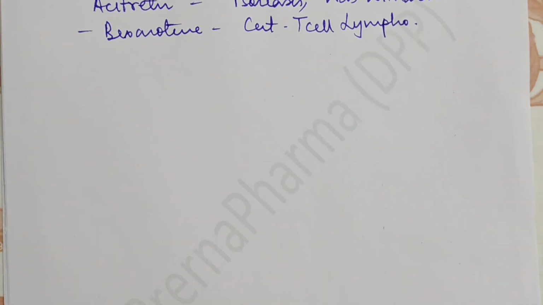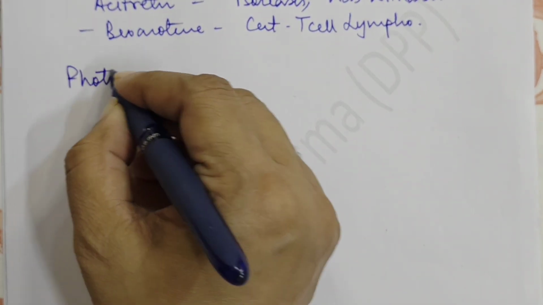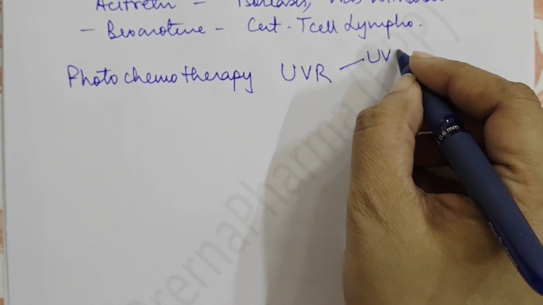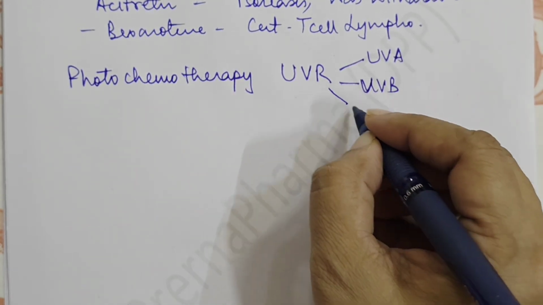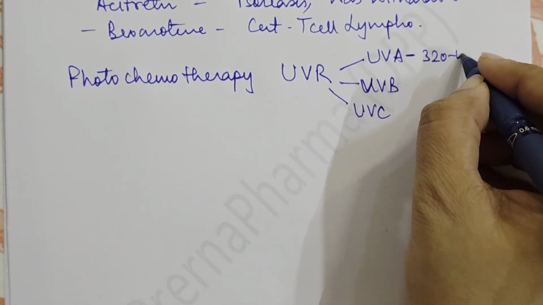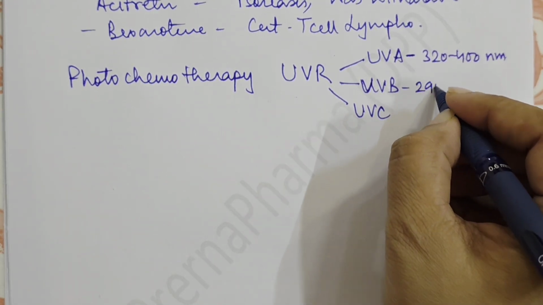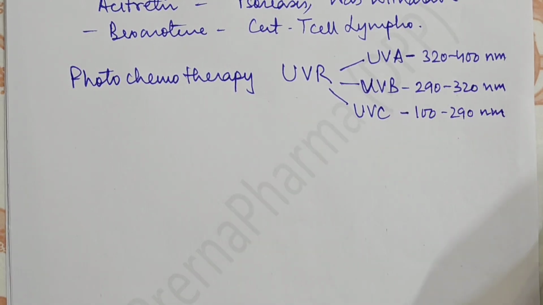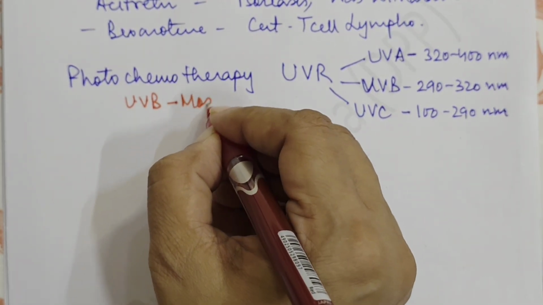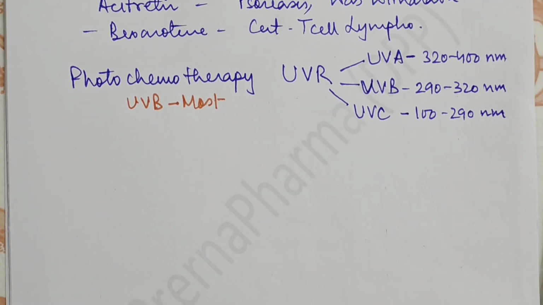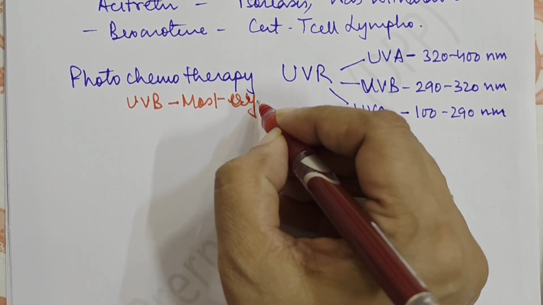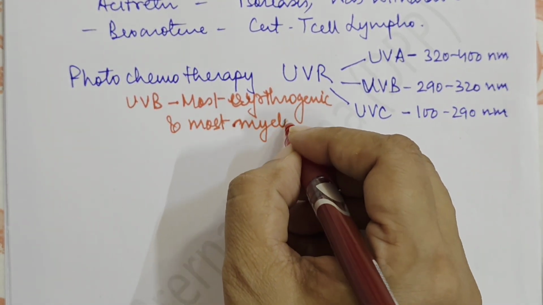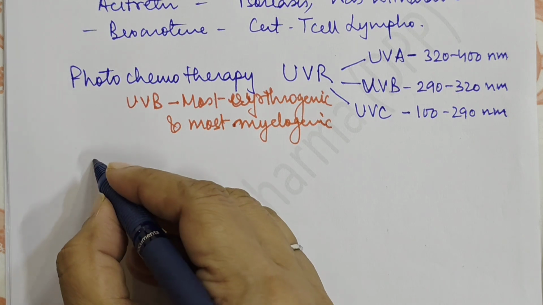Now there's something called photochemotherapy. Let's see what that is. Photochemotherapy is basically ultraviolet radiation. It is ultraviolet A, ultraviolet B and ultraviolet C. Now A is between 320 to 400 nanometer, B is 290 to 320 nanometer and C is 100 to 290 nanometer. Out of this, UVB is most erythrogenic and most mutagenic.